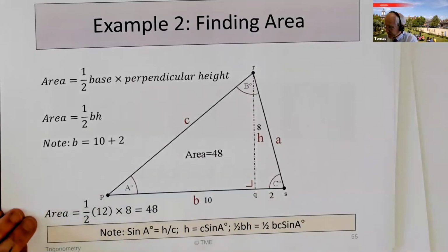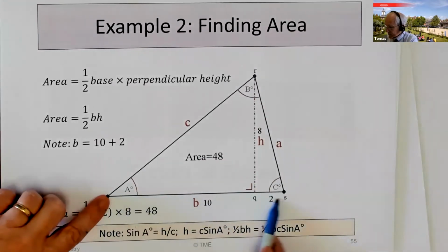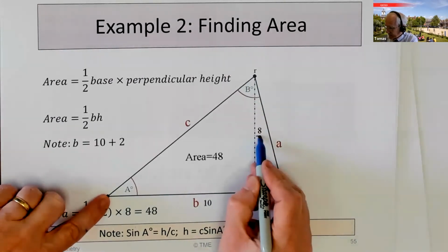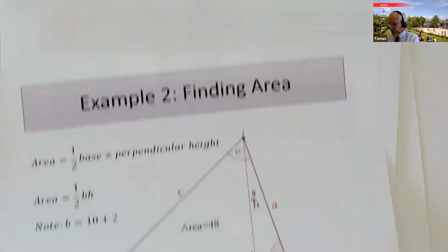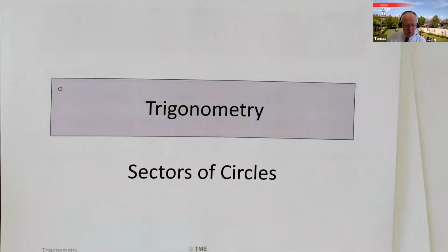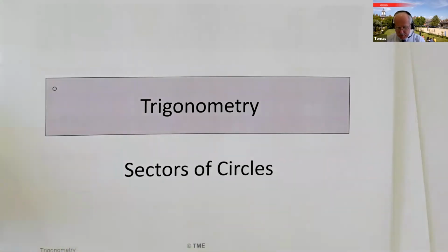The other way of doing it, if I knew the height, I could say it's a half of 12 by the vertical height, 8, and solve it that way as well if I was told that. Okay, so there's 2 ways of finding the area. Now, how do they make a question out of this for us? And we'll show you how these work out in the longer questions that have come up recently.